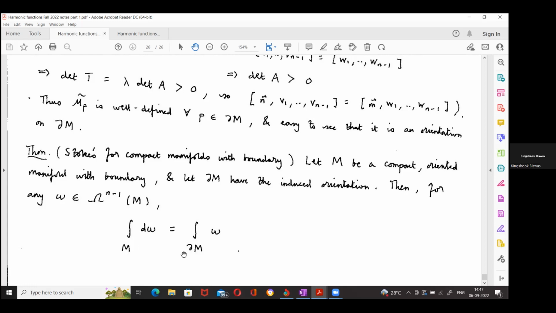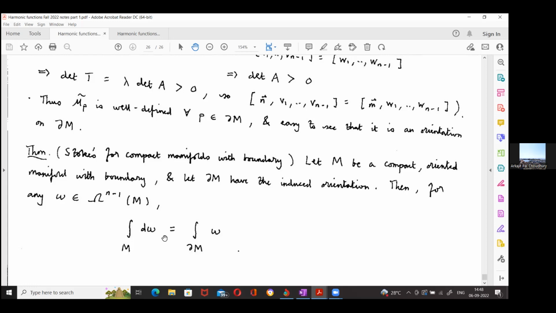And similarly, boundary M is also compact, and boundary M has dimension n minus 1. Boundary M is oriented, compact. So the integral of this n minus 1 form omega over boundary M is also well defined. Is this okay? Any questions?